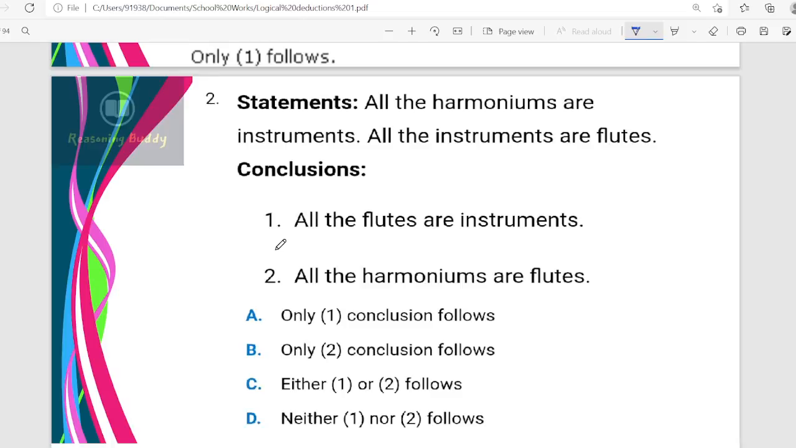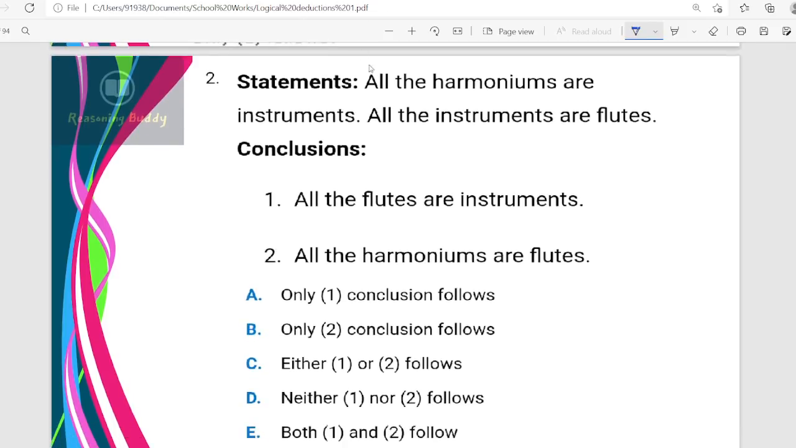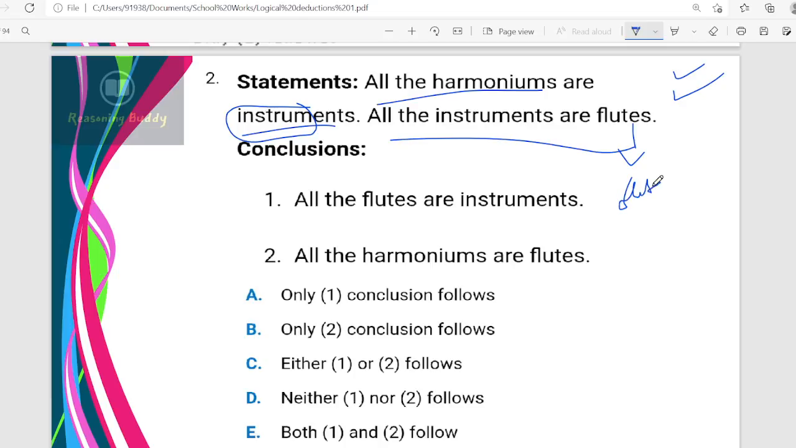Next. All harmoniums are instruments. All instruments are flutes. The common term is instruments. So instruments is distributed at least once. So the first two rules are satisfied, and no rules are applicable until six. So the seventh rule, that is non-distributed. Flute is non-distributed here. Okay.